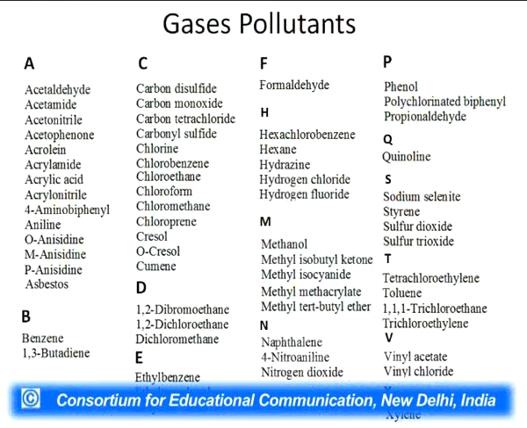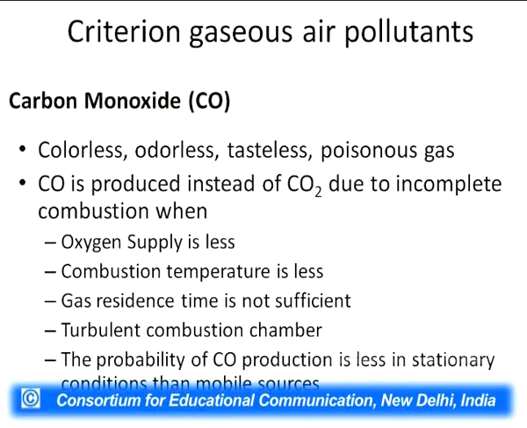So starting with gaseous pollutants, if we see this slide, we can see that there are so many gaseous pollutants, over hundreds of them. If we divide them on the basis of the alphabetic letter they start with, they cover more or less all the letters of the alphabet. But it is very difficult to tackle all these gaseous pollutants. So what we have done is define some criteria air pollutants depending upon their presence in the atmosphere and their impact upon health. There are mainly 6 criteria gaseous air pollutants, and it starts with carbon monoxide.